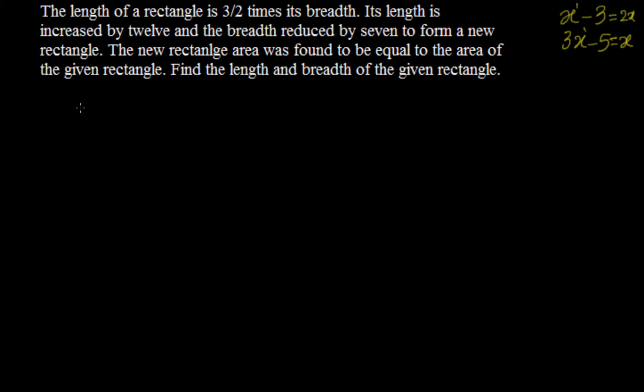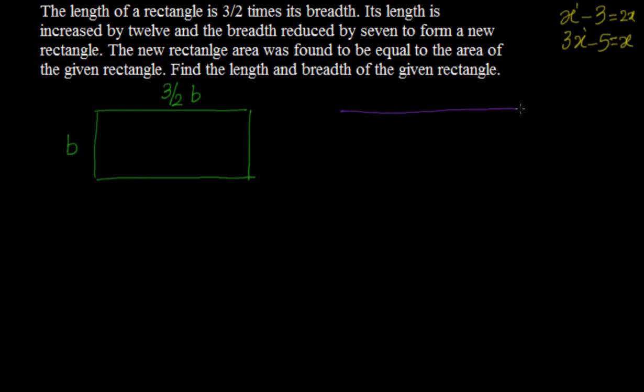The condition given is the length is 3 by 2 times its breadth. So let me just go ahead and draw the rectangle. This is my first rectangle. The length of a rectangle is 3 by 2 times its breadth. So I will say breadth equal to b. Then the length will be equal to 3 by 2 times b. Its length is increased by 12 and the breadth reduced by 7. So we are forming another rectangle now. Let's look at how it looks.